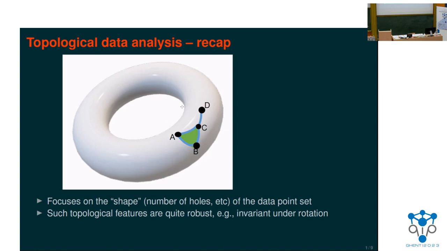And the good thing about this approach to data analysis is that it's quite robust, invariant under rotation, and small local stretches don't really affect that much what we see. So that's a huge advantage of looking at data at this topological level.